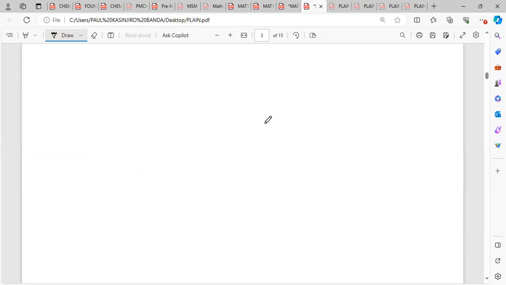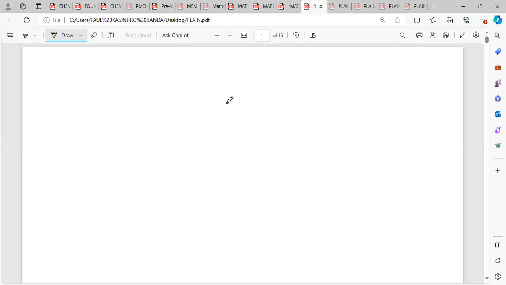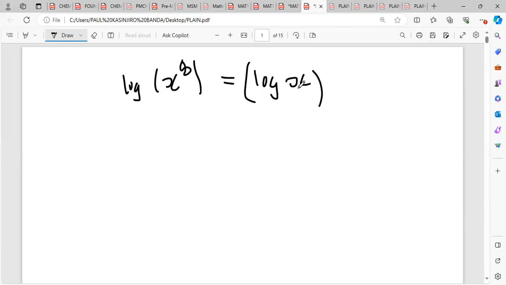Okay, so what do we have in the question? In the question they're saying solve for x in the logarithmic function. So how do we solve that? You write your equation there. I have my log of x to the power 8 is equal to log x, where this log x is in brackets, then to the power 4.